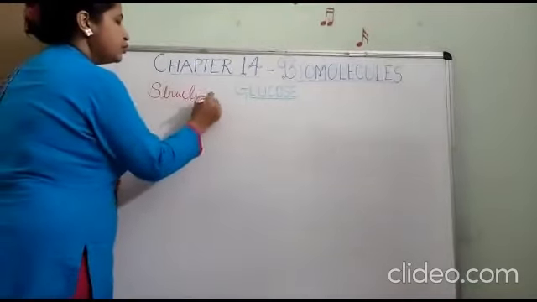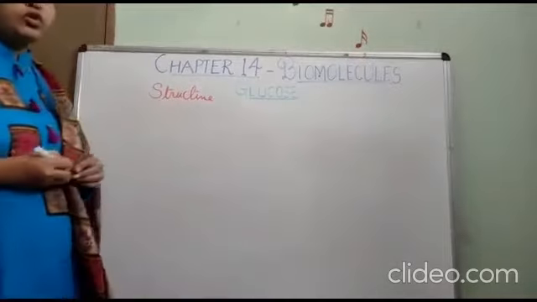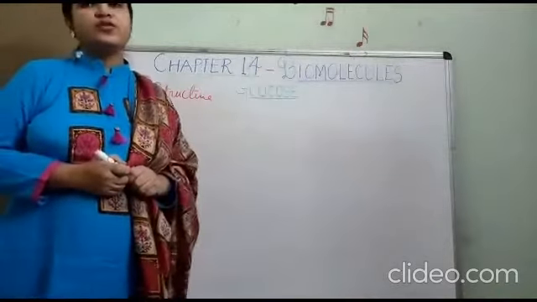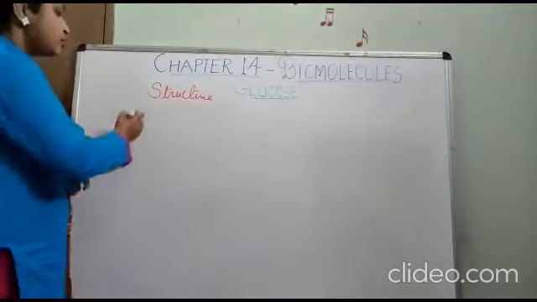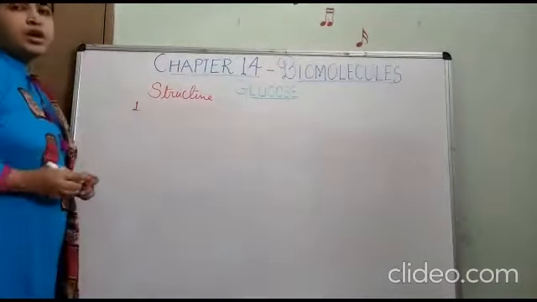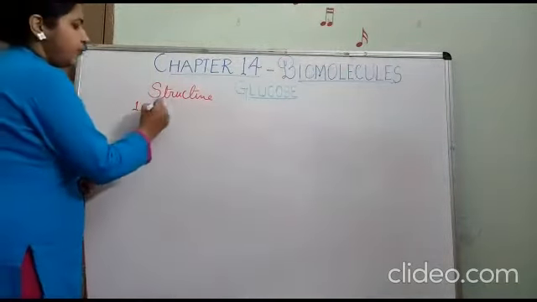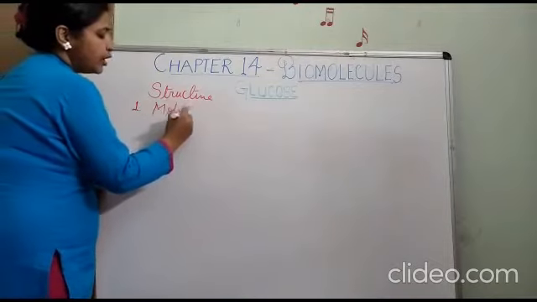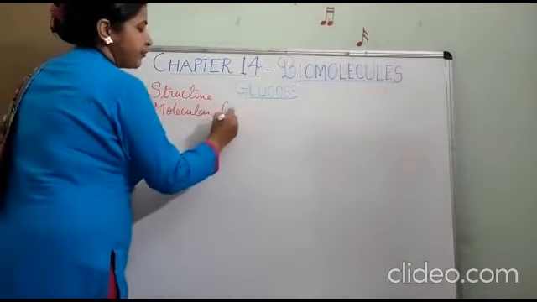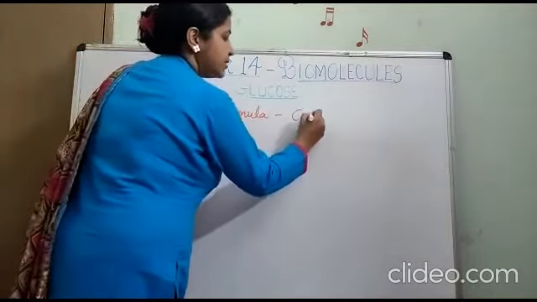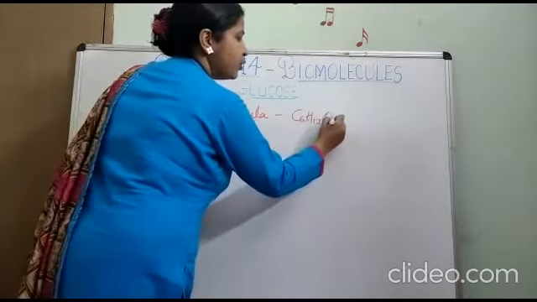Now the structure of glucose was given on the basis of various observations. So we are going to discuss these observations one by one. So the first observation was the determination of molecular formula of glucose. When determined, the molecular formula of glucose comes out to be C6H12O6.